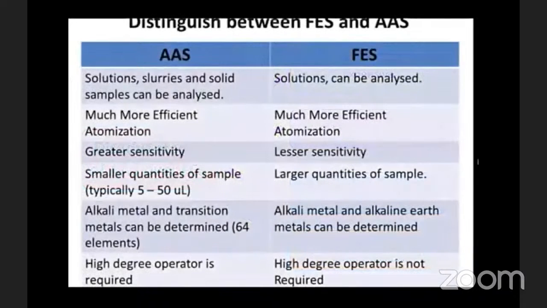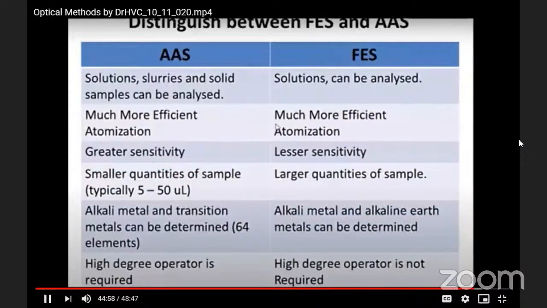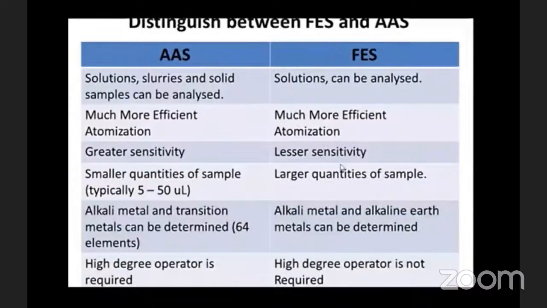Let us see some distinguishing points between flame emission spectroscopy and atomic absorption spectroscopy. In case of AAS, solutions, slurries and solid samples can be analyzed, whereas in case of flame emission spectroscopy, only samples in the form of solutions can be analyzed. Efficient atomization is possible in both AAS and FES. AAS has greater sensitivity, whereas flame photometry has less sensitivity. In case of AAS, small quantities of samples, typically 5 to 50 microliter, are enough, whereas large quantities of samples are required in flame photometry.